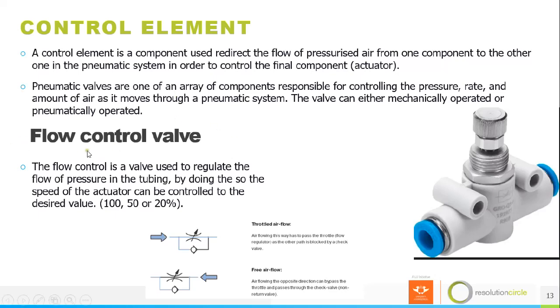I have a flow control valve, which we use to control the speed of a cylinder. The flow control valve is used to regulate the flow of pressure in the tube. By doing so, the speed of the actuator can be controlled to the desired value.